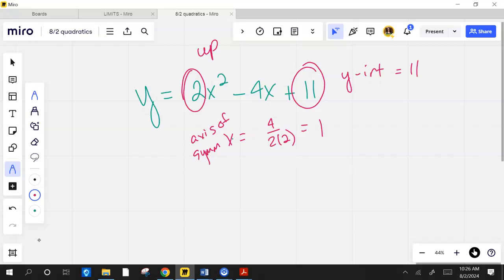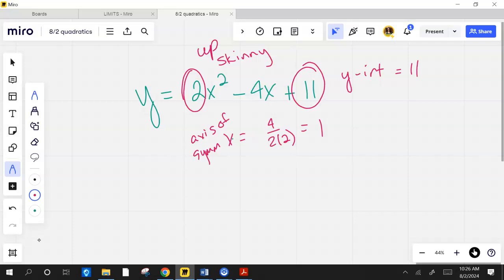It's skinny. Exactly. Good job. And skinny is relative. It's compared to if A was 1 there. We know it's skinny because 2 is bigger than 1. As that number gets bigger, my graph shrinks in and gets skinnier.